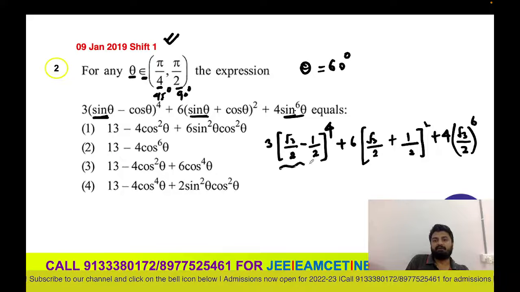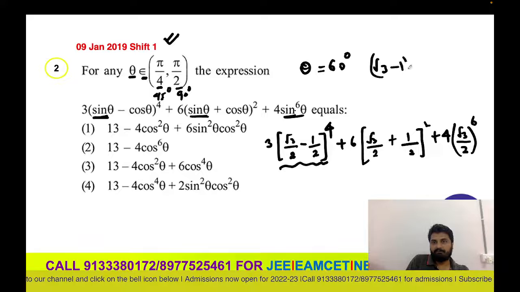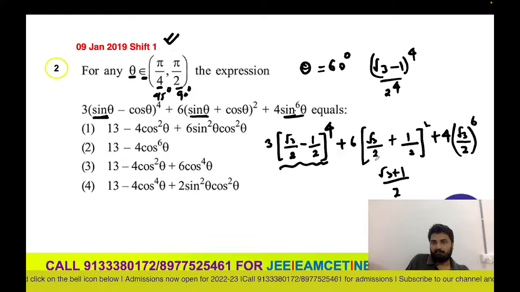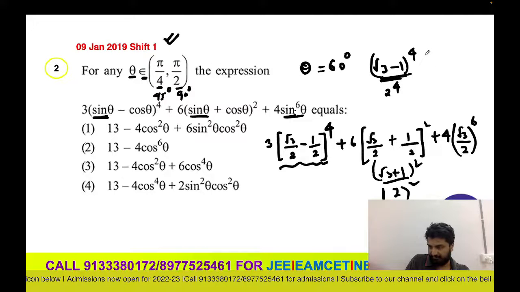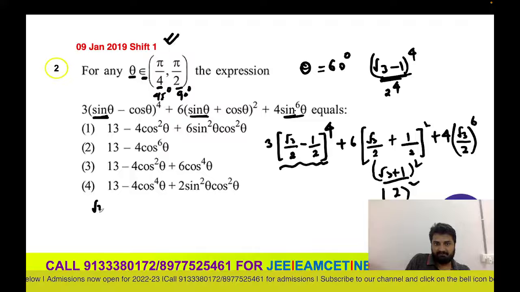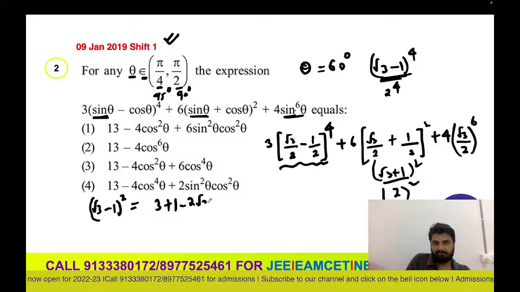How do you simplify now? This is basically (root 3 minus 1) whole power 4 by 2 power 4. This is nothing but (root 3 plus 1) whole square by 2 square. So how do you do whole power 4? First you do it by whole square. So basically first do (root 3 minus 1) whole square. So this I can write as a square plus b square minus 2ab. So this is nothing but 4 minus 2 root 3 we are getting.